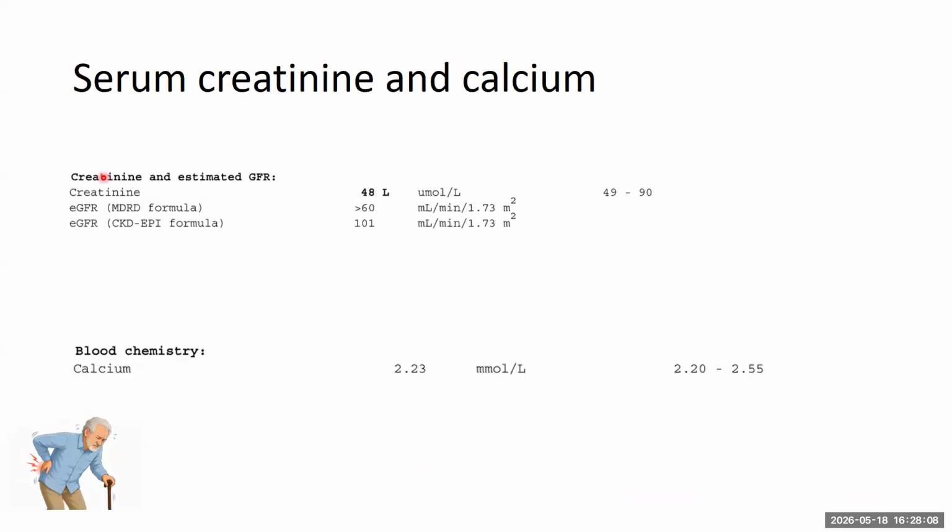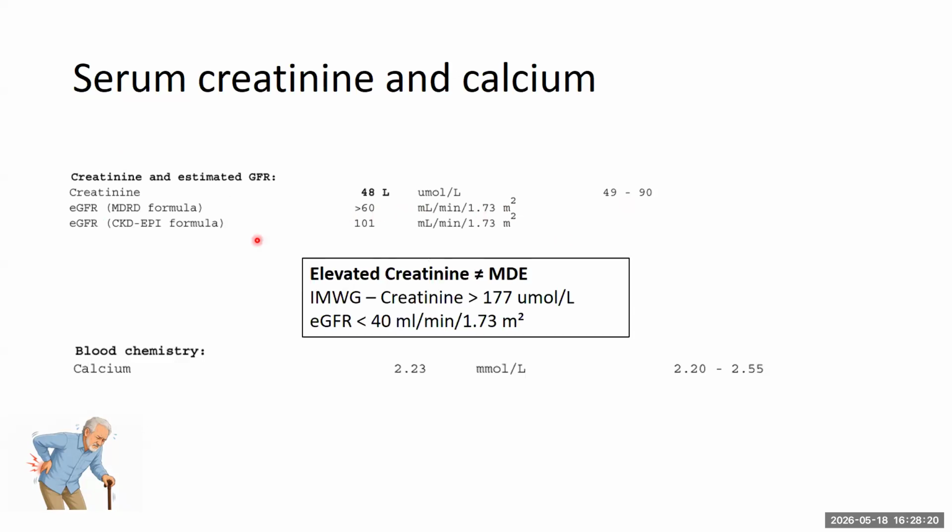So the patient had a serum creatinine of 48 micromoles per liter, which was normal, and an eGFR of more than 60, which was also normal. It's important to note here that just having an elevated creatinine is not a myeloma defining event, and one has to have a creatinine of more than 177 micromoles per liter or an eGFR of less than 40 mL per minute. The patient's calcium was 2.23 millimoles per liter, which was normal.